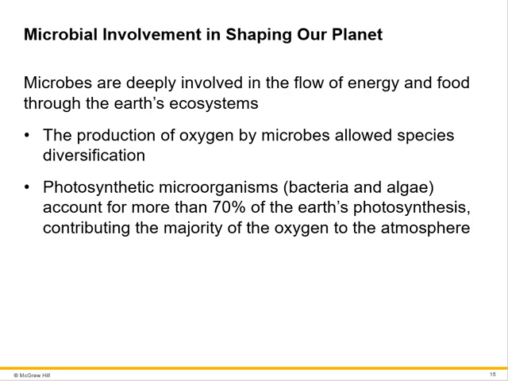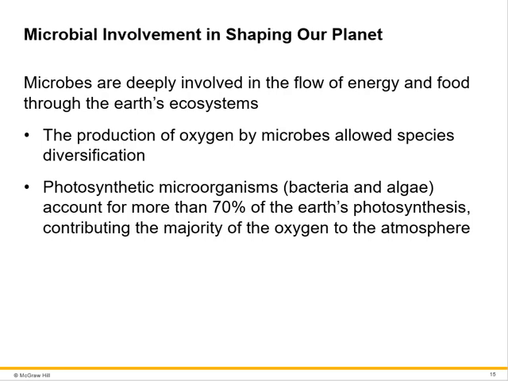So the production of oxygen by microbes allowed species diversification. Before, there was a lot of photosynthesis going on that produced oxygen. Oxygen was pretty much non-existent, and so most of the organisms, the cells, did fermentation. Once the organisms started producing oxygen, then they had to figure out a way to live in oxygen, and that allowed a lot of diversification of the species.